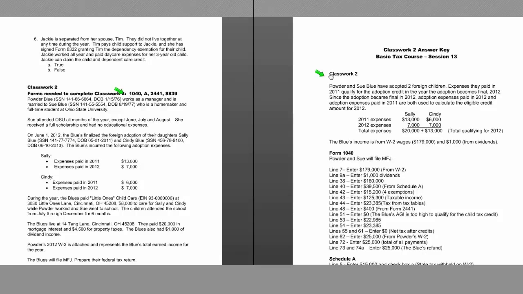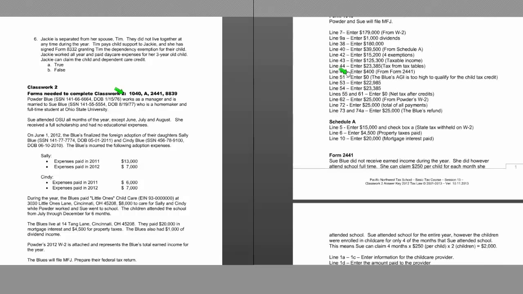So let's look at the introduction here on the answer key. Powder and Sue Blue have adopted two foreign children. This means that the expenses they paid in 2011 were not claimable in 2011. They are claimed in the year the adoption becomes final. 2012 is the year that the adoption became final, and so even though the expenses were paid in 11, they're treated as if they were paid in 12. And so we go down and we total up the expenses paid for Sally, the expenses paid for Cindy, and we can see that we have $20,000 of qualifying expense for Sally and $13,000 of qualifying expense for Cindy.